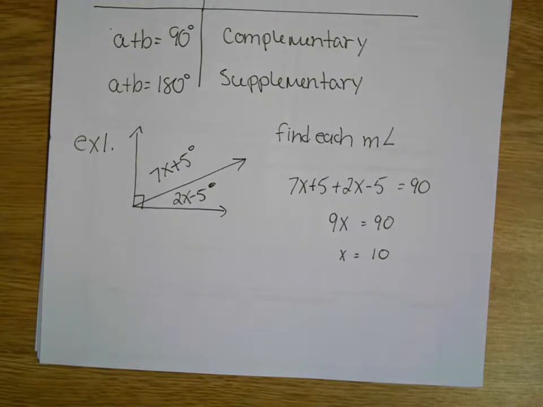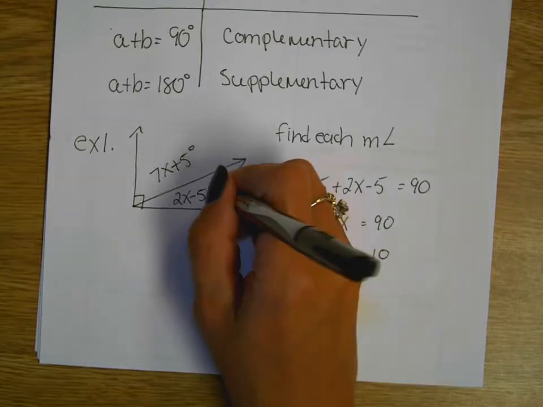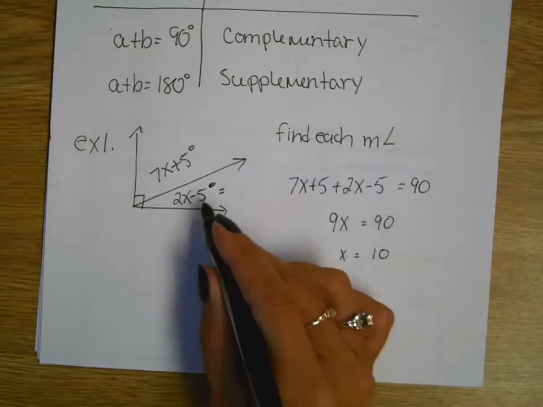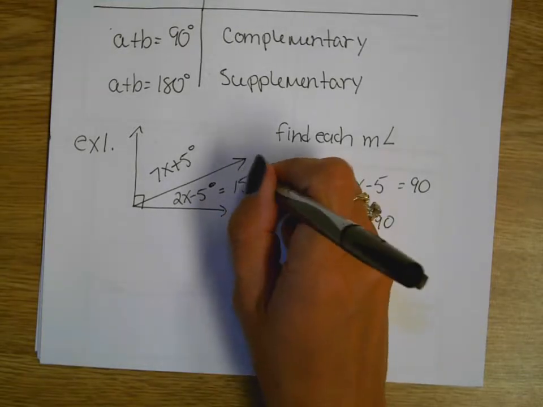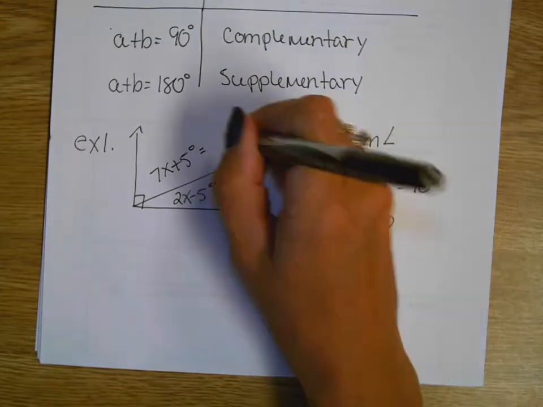So x is 10 degrees. What do you got to do? Plug it back in. All you did was solve for x. If I look back at these angle measures, 2 times the x value minus 5, that angle measure would be 15. This one's going to be 75.